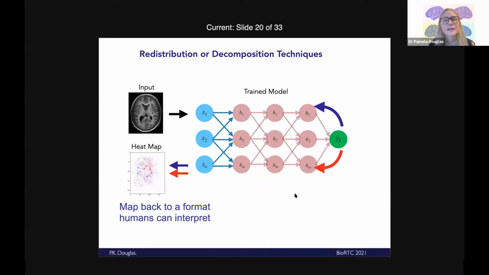Most of these methods generally use, well, the early methods were things like sensitivity analysis or multiplying the gradient times the input. Those we've pretty much moved on from because they fail quite readily. So right now, the field is generally focused on either redistribution or decomposition methods. So again, these try to map back through the model after it's been trained, generally onto the input, but importantly, map back to some sort of format where humans can actually interpret the input. So generally with images, it's very clear, we just map back onto an image. But with sounds or other forms of inputs, sometimes it's a little bit tricky to figure out what we are mapping back to. So that is something to consider.